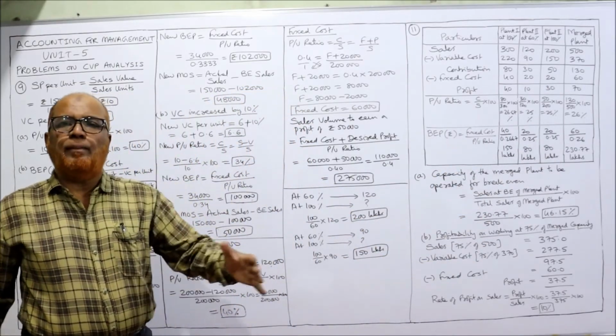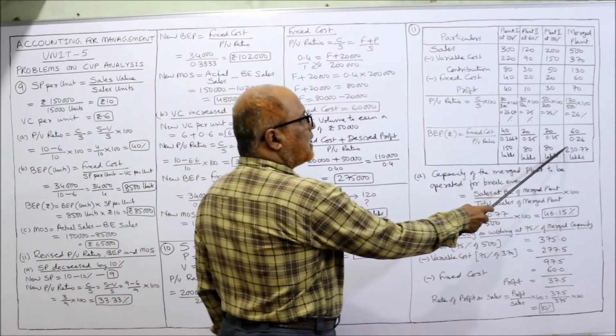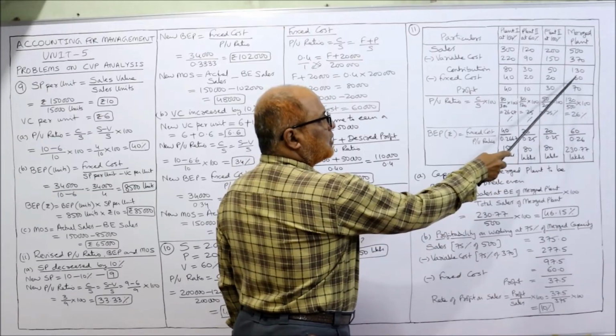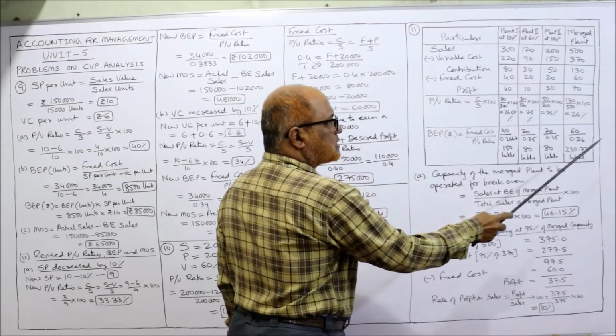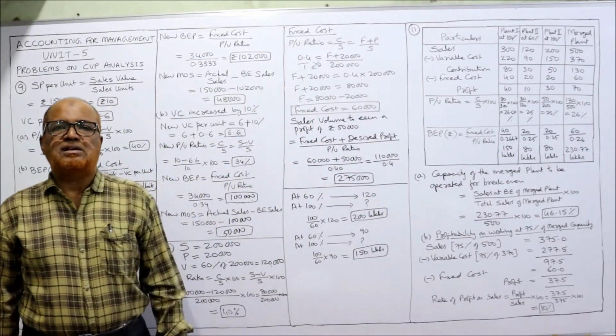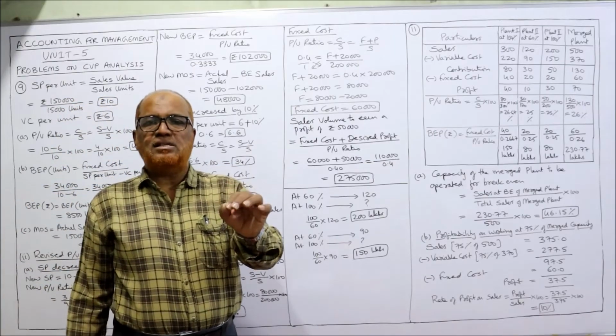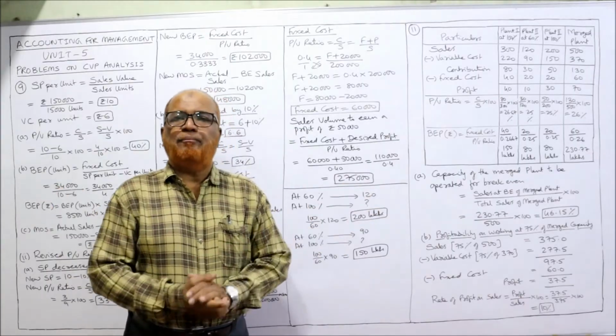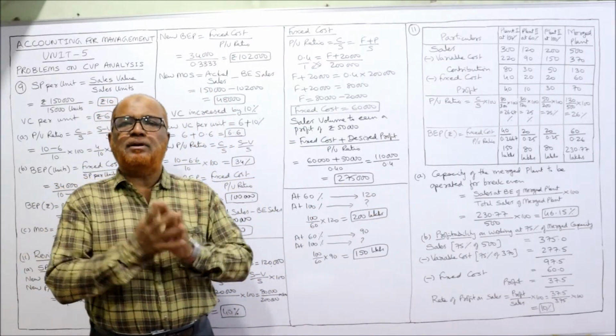Lastly, what is the BEP of the merged plant? Merged plant fixed cost 60 lakh and PV ratio 26%. So 60 divided by 0.26, you will get 230.77 lakhs. This is the BEP of the merged plant. Calculative part completed. Now we attempt the problem.